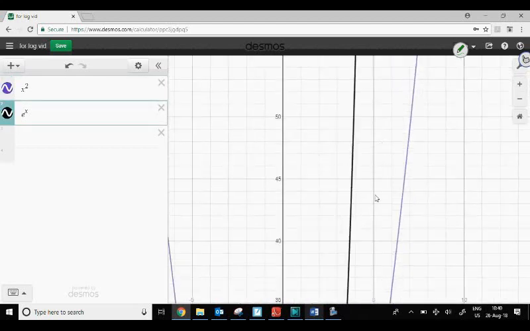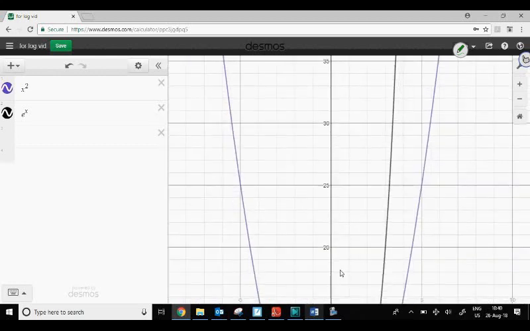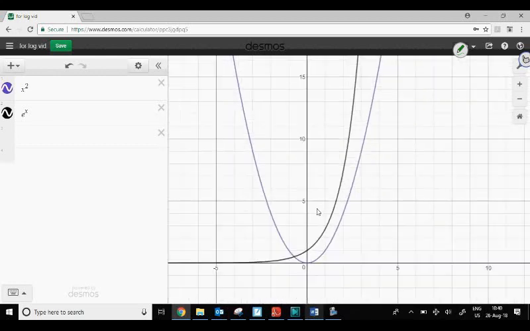So that's fine, but I don't know, maybe that's particular to x squared. Is x cubed going to grow faster than e to the x? Well, we can graph that too.